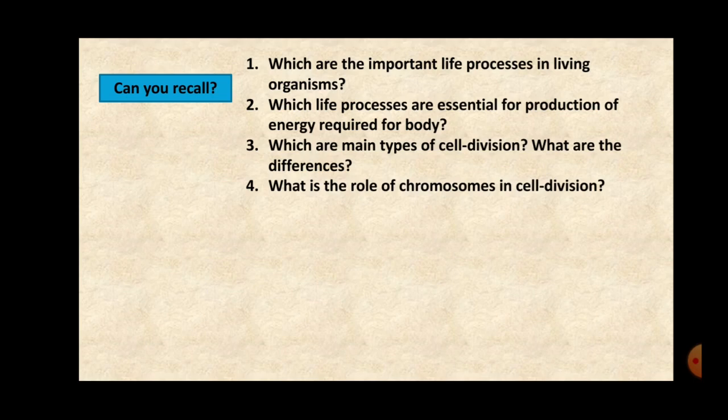Second one is, which life processes are essential for production of energy required for body. Now you know that we need energy, and we had studied that energy is produced in the form of ATP, that is adenosine triphosphate. And where is it produced? Which process? It is the cellular respiration, where the oxidation of food takes place, right?